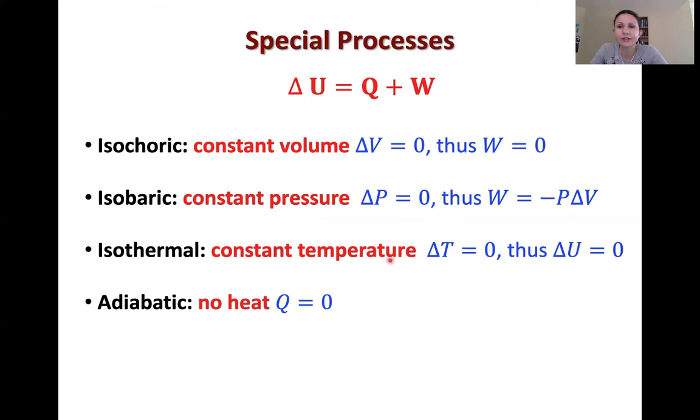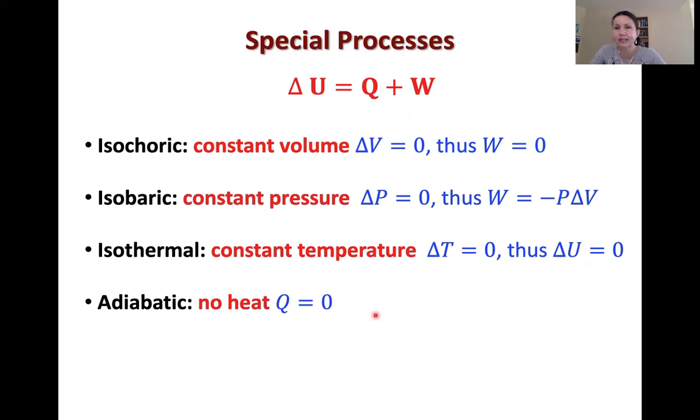This is kind of a subtle point, so be careful. Just because it's constant temperature does not mean that Q is 0. You could still have transfer of heat. What it means is that delta U is 0, because delta U is proportional to the change in temperature, and if temperature is not changing, then delta U is 0. So what does that tell us? That all the heat goes into work. So if there's heat being transferred, there's work being done. Q is minus W.